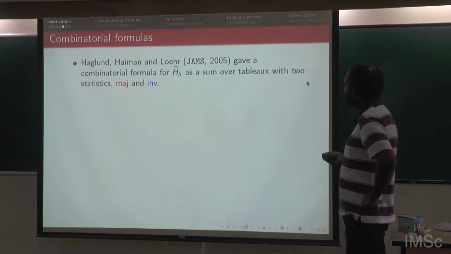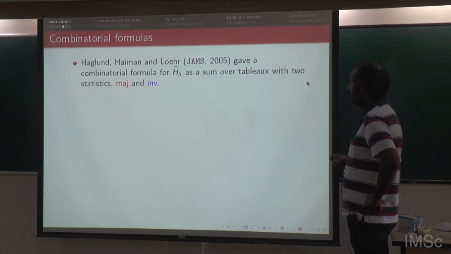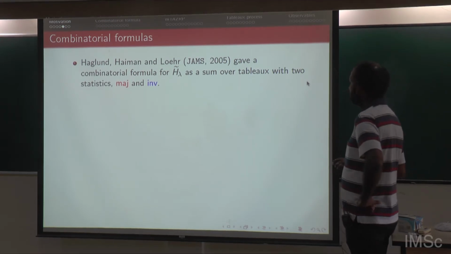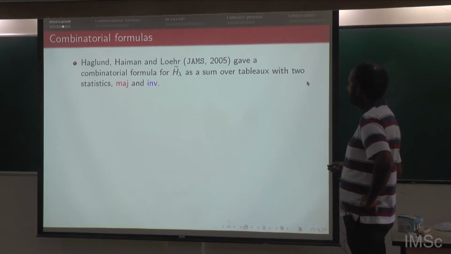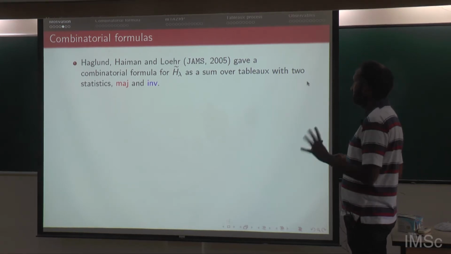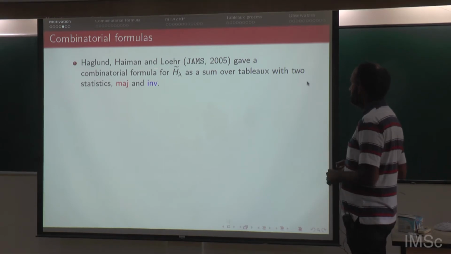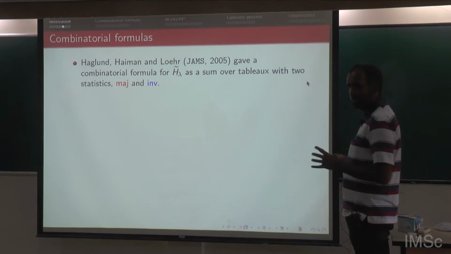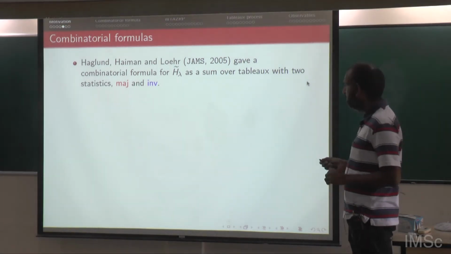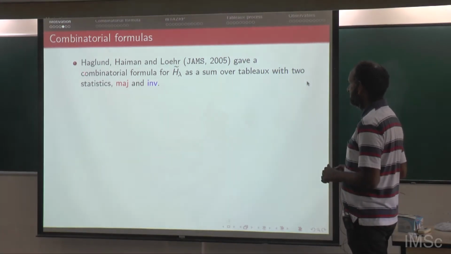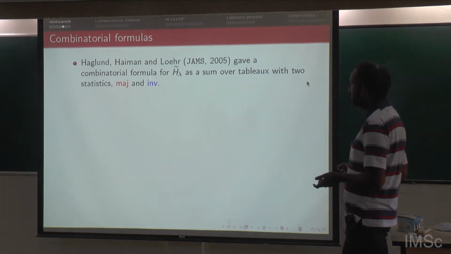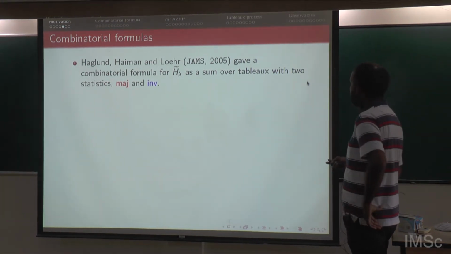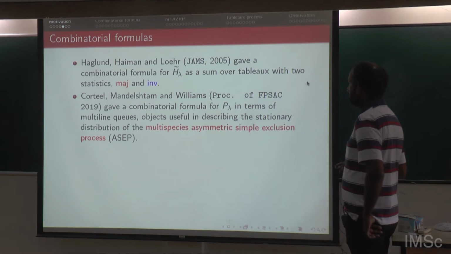Okay, so let me tell you just some history about combinatorial formulas for the modified Macdonald polynomials. Haglund, Haiman, and Loehr, in this paper in JAMS, gave the first genuinely non-trivial formula for the modified Macdonald polynomials. This formula is a sum over certain tableaux, and there are two statistics, the MAJ, the major index, and the inversion number. I'll describe this in more detail. This is relevant to what we are going to do.